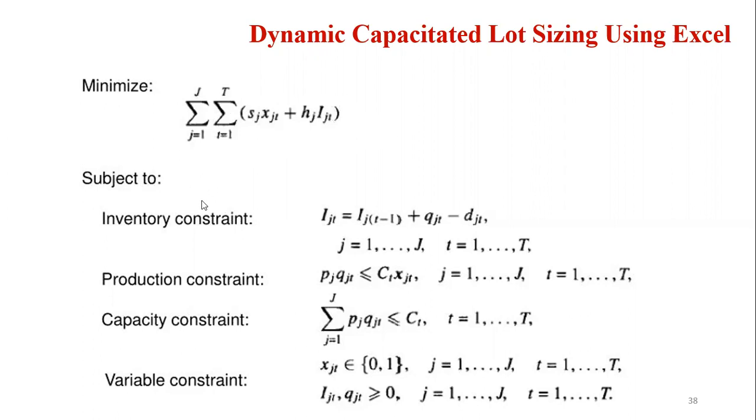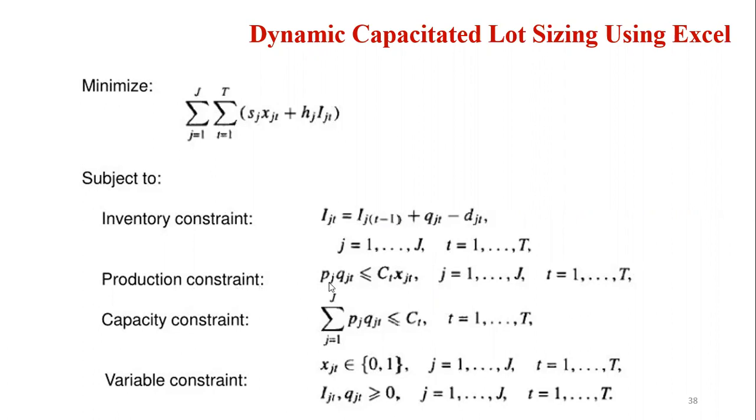And we have three sets of constraints. The first set is called the inventory balancing constraint, or demand balancing constraint. It means that the inventory we should have in a particular time period for a particular product should be equal to the last period inventory plus the production quantity of that product in time period T minus the demand of that product in time period T. So IJT indicates how much quantity we should have in a particular time period T.